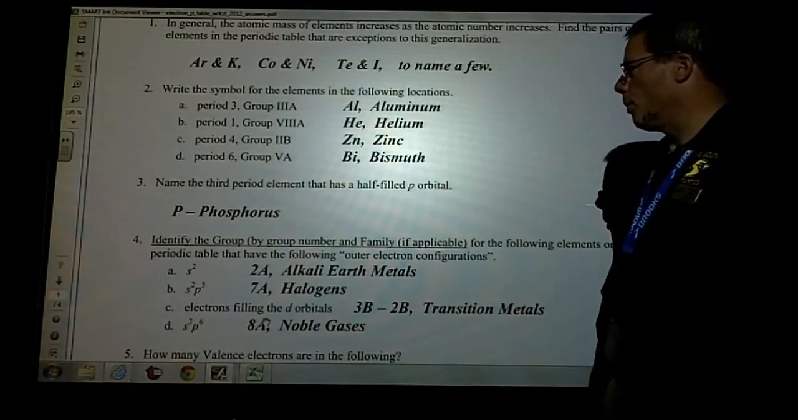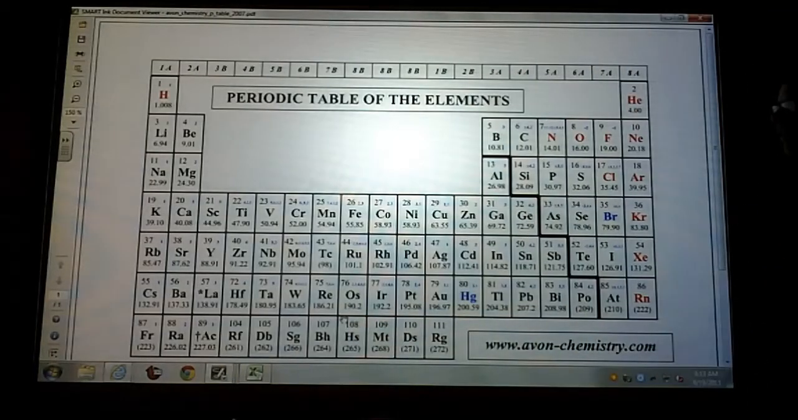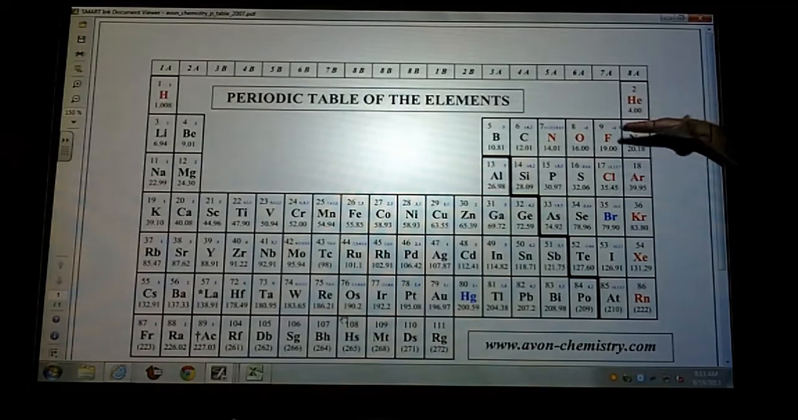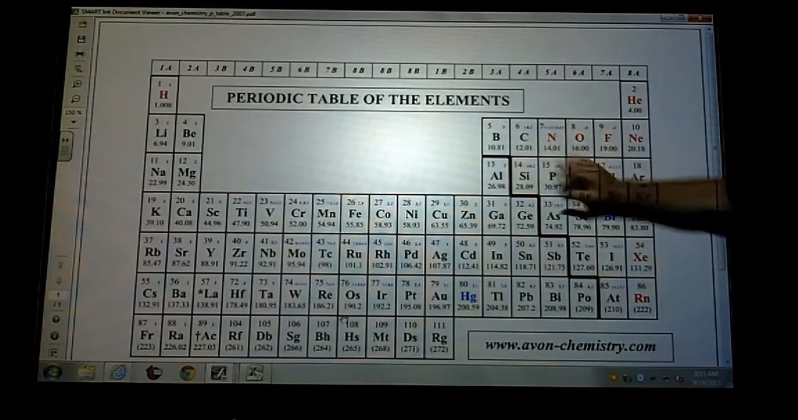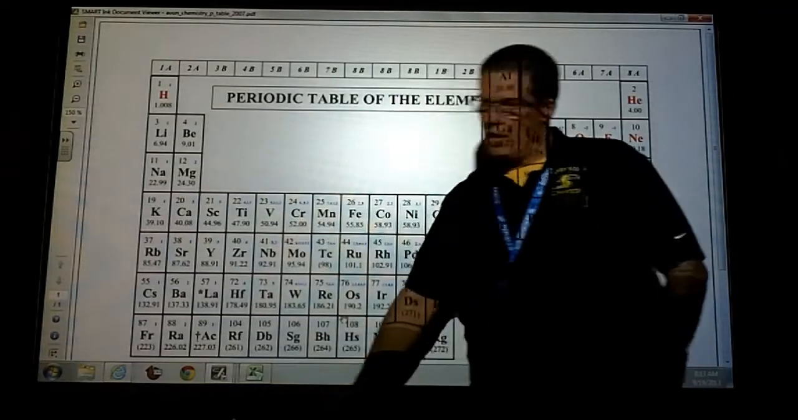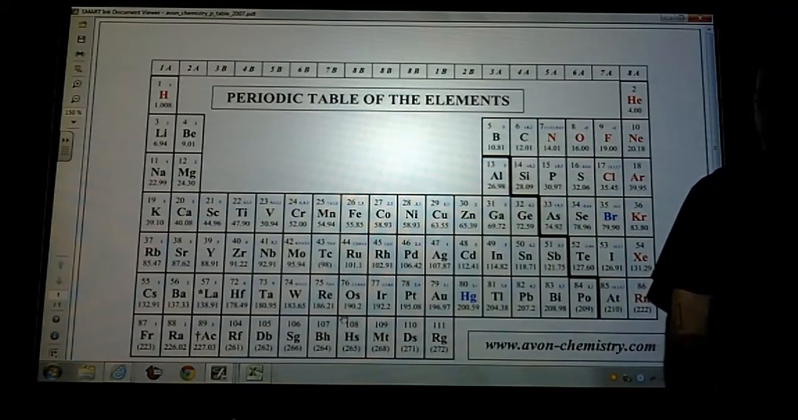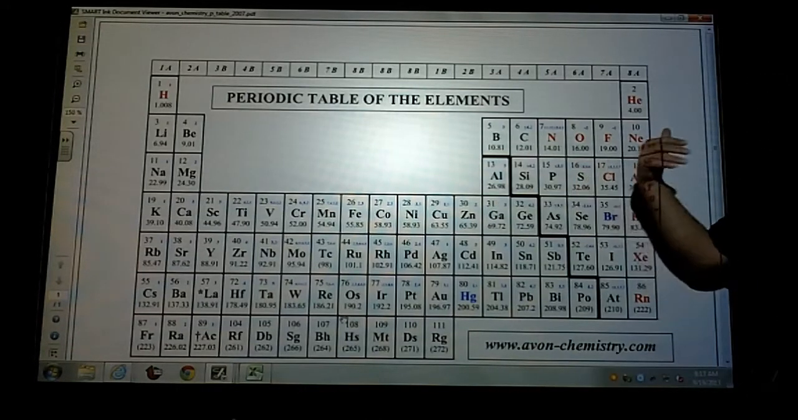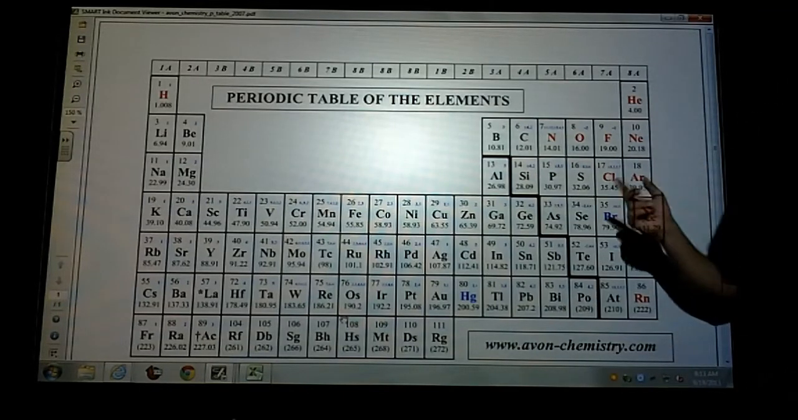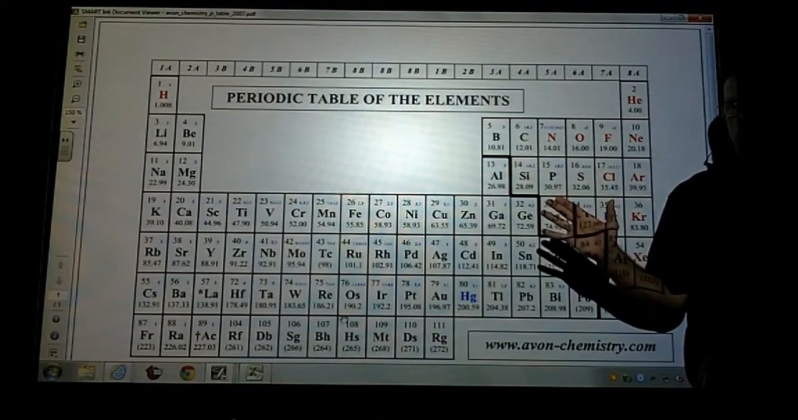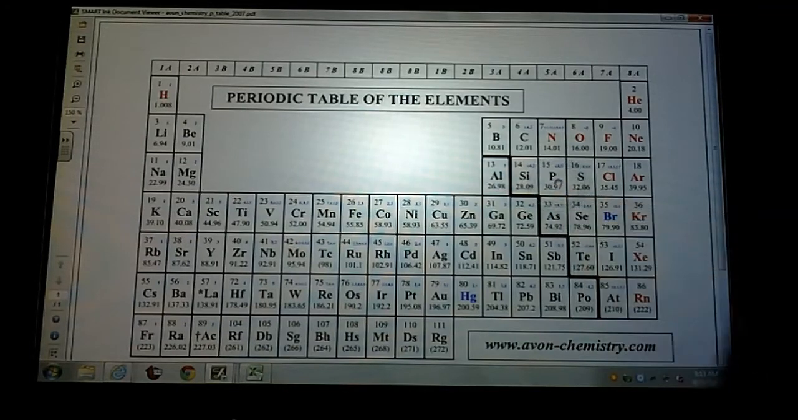Number 3, name the third period element that has a half-filled p. I had a few questions about this yesterday. And again, third period, so that represents the third row. And looking at the p orbitals, which are in this location, s over here, d down here, and f, of course, below, make sure that you know how many orbitals are actually in each of these. So s, there's 1, p, there's 3. So if it asks for a half-filled p, how many different electrons can go in the 3p orbitals total? 6. So half-filled is 3. So then you just count in 1, 2, 3, and hopefully phosphorus is your answer.